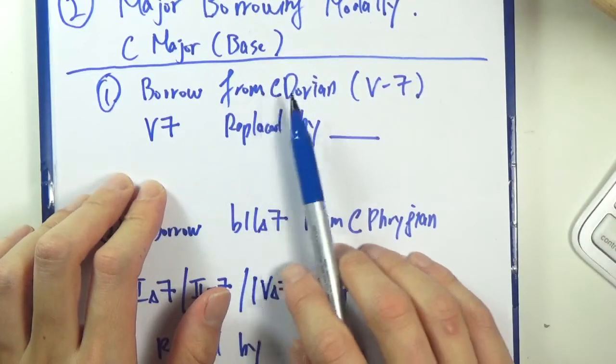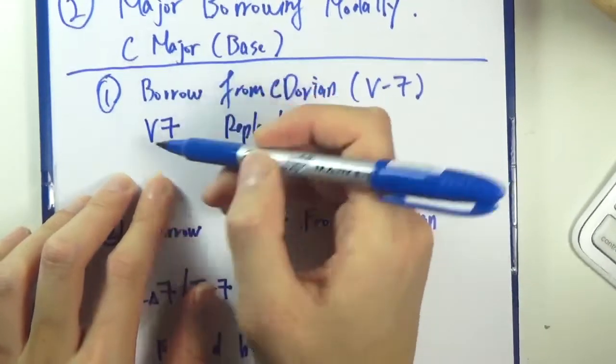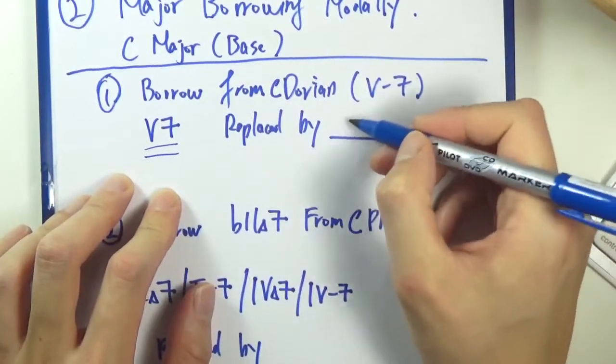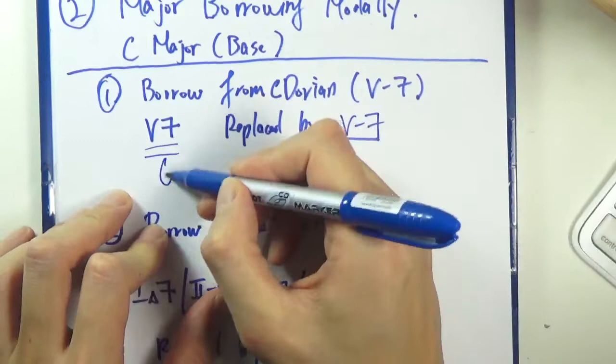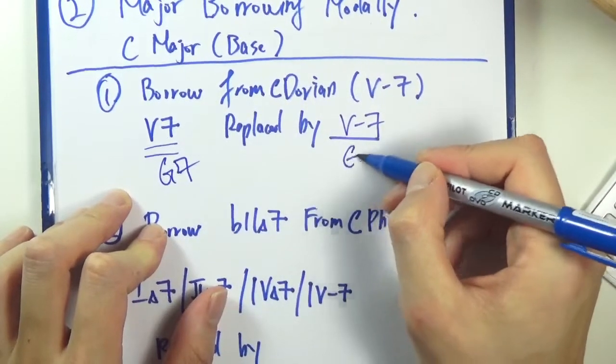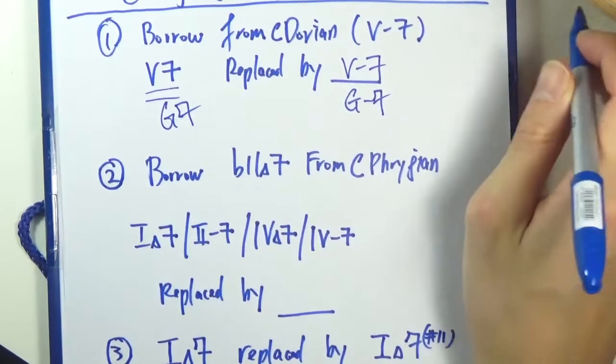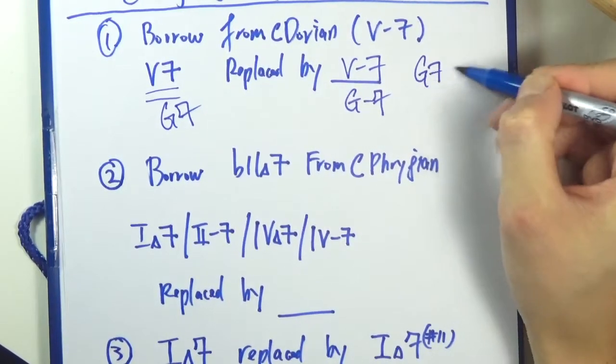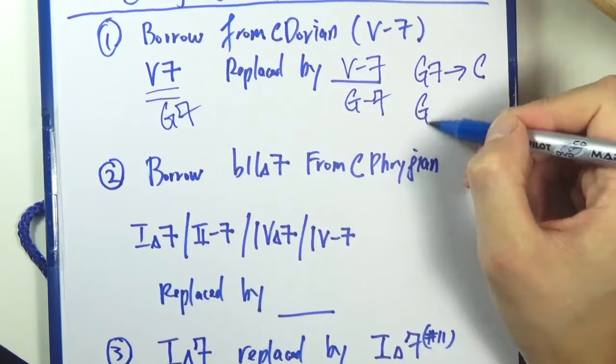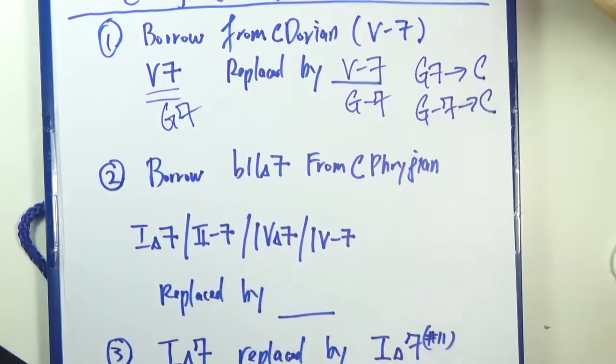We can borrow from C Dorian. So mostly we can replace the 5 dominant 7 with a 5 minor 7. So G7 would become a G minus 7. All right, and a common chord progression would be something like, for example, originally G7 to C, you can go G minus 7 to C.